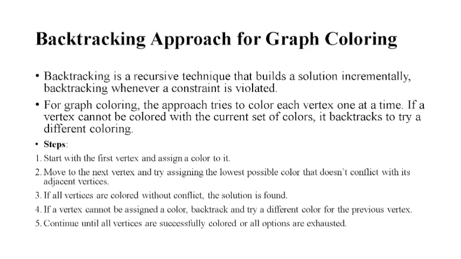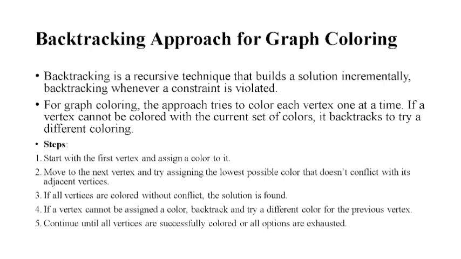Backtracking approach for graph coloring. Backtracking is a recursive technique that builds a solution incrementally, backtracking whenever a constraint is violated. For graph coloring, the approach tries to color each vertex one at a time. If a vertex cannot be colored with the current set of colors, it backtracks to try a different coloring.